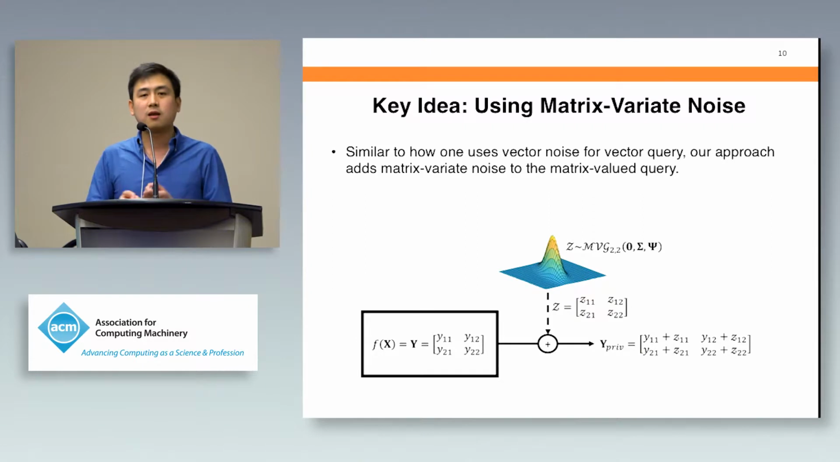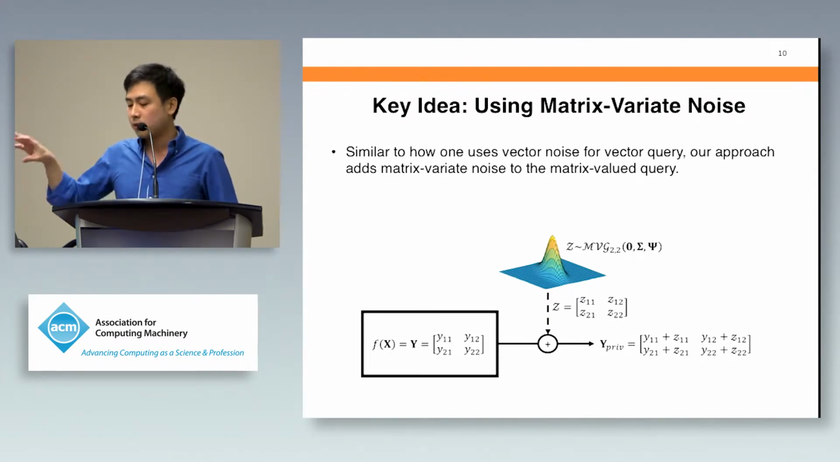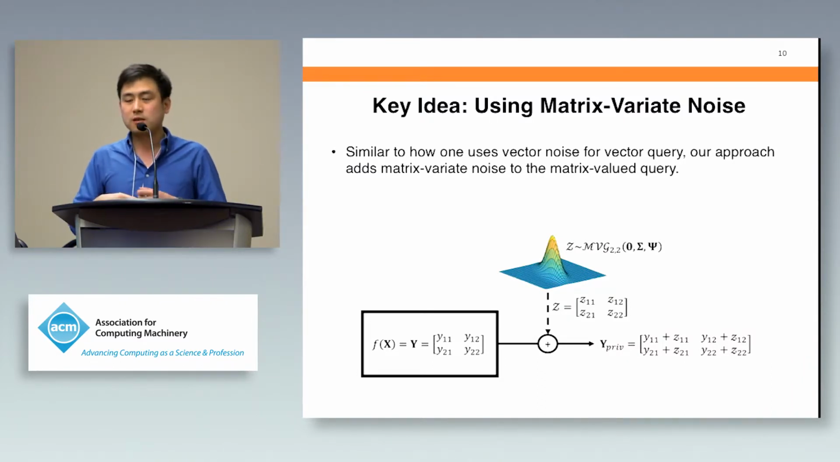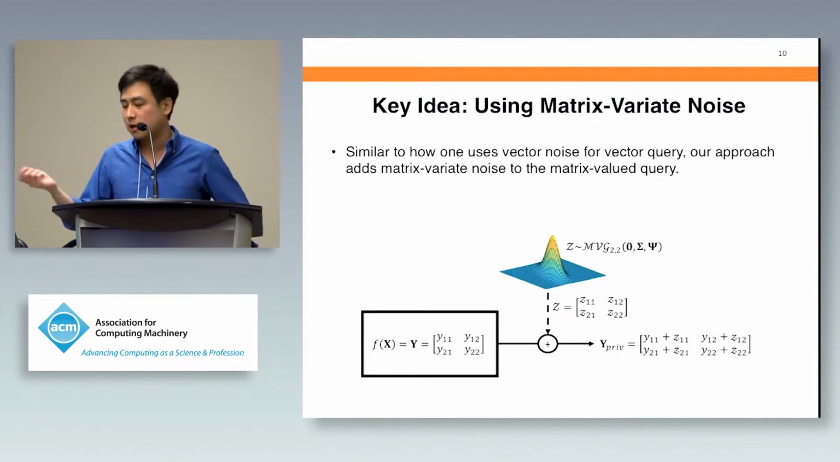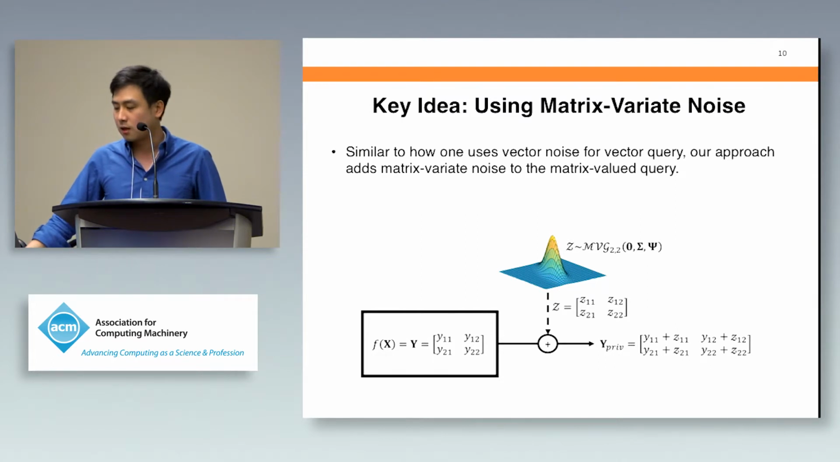As I mentioned, the key idea of our work on matrix-valued queries and differential privacy is straightforward. We want to use matrix-variate noise, additive matrix-variate noise. And this is shown by the figure at the bottom. Again, you start from a query function, which is a matrix. I show it here as 2x2, but it doesn't have to be symmetric. It doesn't have to be 2x2. It can be any size. Then what you do is you draw a noise, which is in itself a matrix. Z is a matrix here, and you add it to the query. So that's the key idea here.